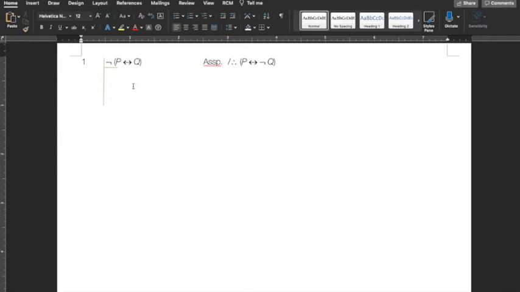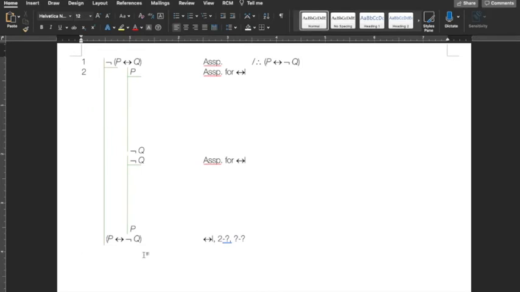biconditional introduction rule. Biconditional introduction requires two subproofs, one where we start with P and prove not Q, the other where we start with not Q and prove P. So here I've marked the basic structure of our proof. One subproof where we start with P as an assumption for biconditional introduction and prove not Q, the other where we start with not Q as another assumption for biconditional introduction and prove P, and those two subproofs together are going to justify biconditional introduction of our conclusion on whatever this last line is.